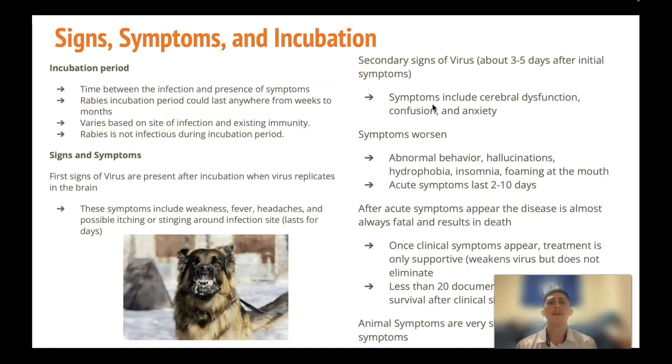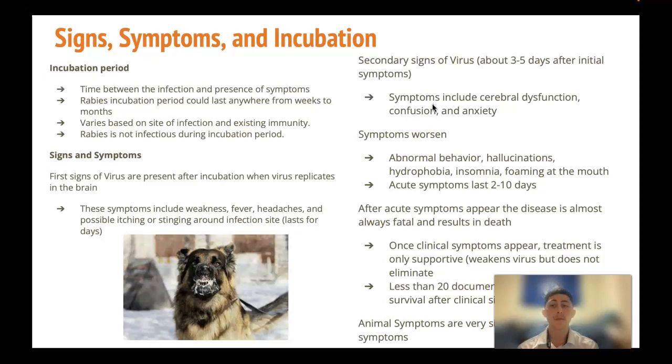So the incubation period of rabies could last anywhere from weeks to months, and this all depends on the site of infection. So if the dog bites you in your shoulder, that incubation period is going to be less because it doesn't take as long to travel up to your brain. Whereas if you were bit in the foot, it's going to take a longer time for that virus to reach your brain. And it's important to note that rabies is not infectious during that incubation period, and symptoms are typically only seen once that virus replicates in your brain.